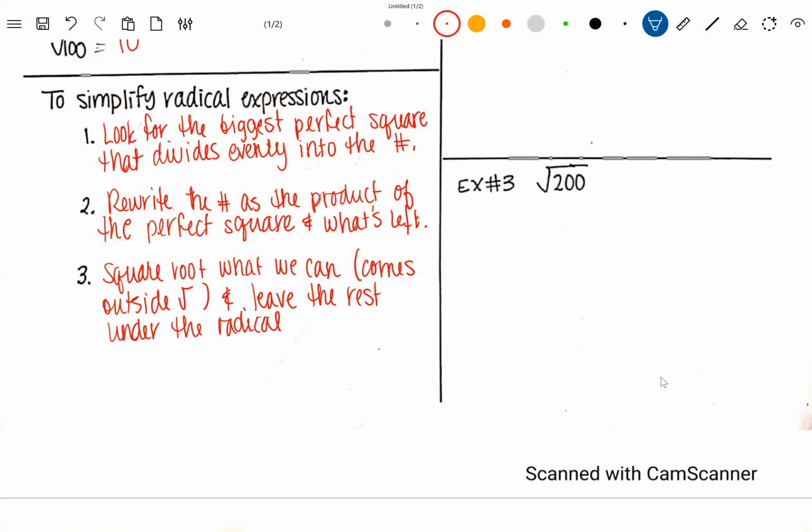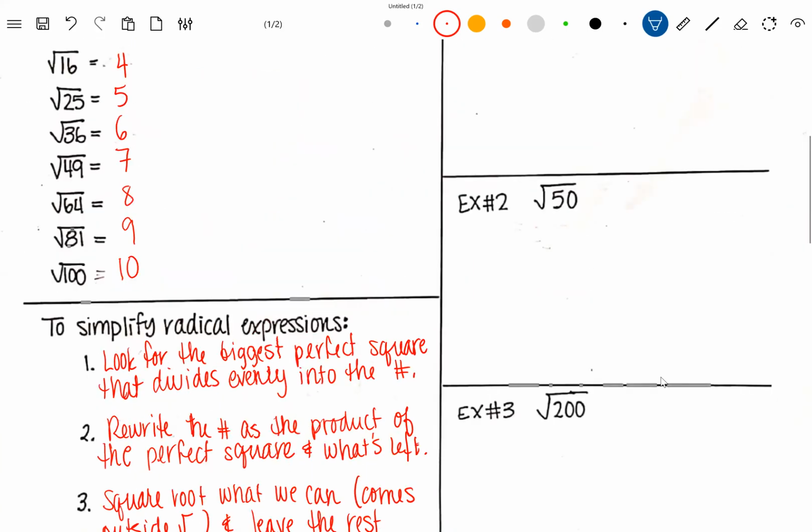Technically all of these steps can be done in your head. Eventually you'll be able to do them in your head, or you'll have the perfect squares or the simplified radicals memorized. But let's look at these first examples.